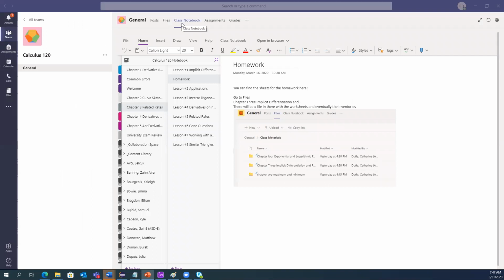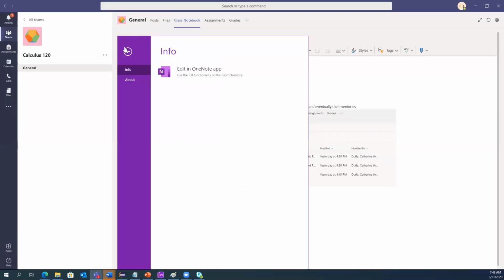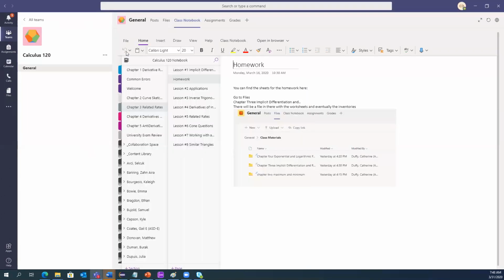I'm in the class notebook. I'm in chapter 3, because that's the one we're working on, and it says homework. Now, the file's a little too big to put here, so I told you where to find it. Go to Files. If you accidentally went to File, there's no homework there. Let's read that again. Files, highlighted, next to class notebook.